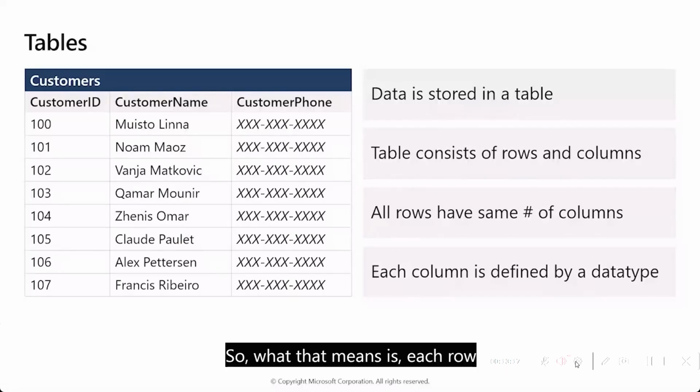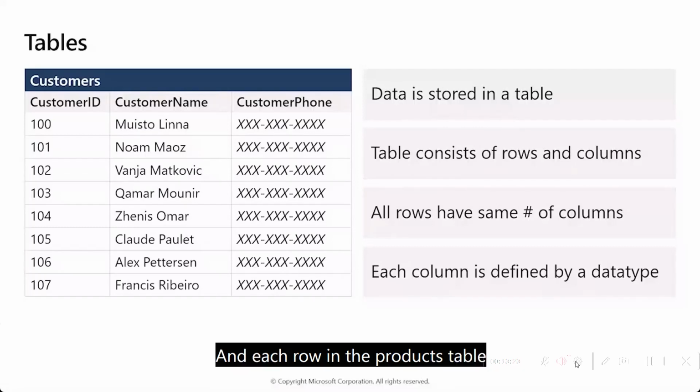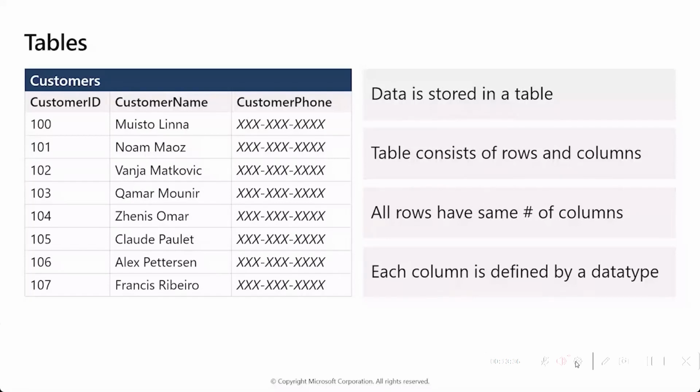Now, a table contains rows, and each of these rows represents a single instance of an entity. What that means is each row in this customer table contains data for a single customer, each row in the products table will define a single product, and each row in the orders table will represent an order made by a customer.